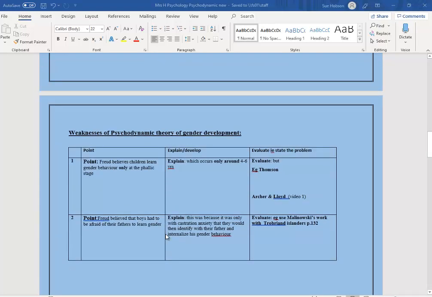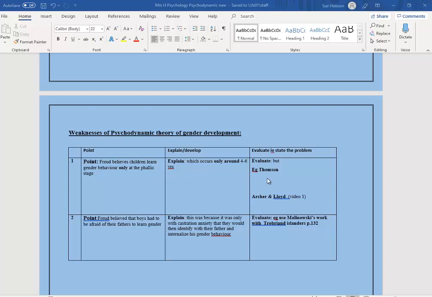Okay, so let's go down to the weaknesses of his theory. The first one: he believes that children learn gender behaviour only at the phallic stage, but we have all sorts of other information. Remember, the phallic stage is roughly about 4 to 6 years. So the problem with this is that children seem to have gender ideas, gender identity, for example, much earlier than the end of this stage.